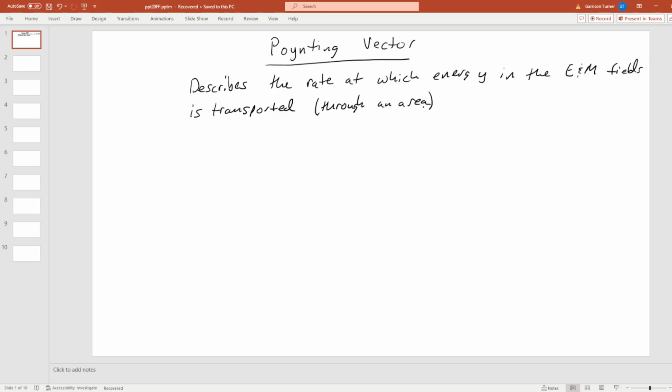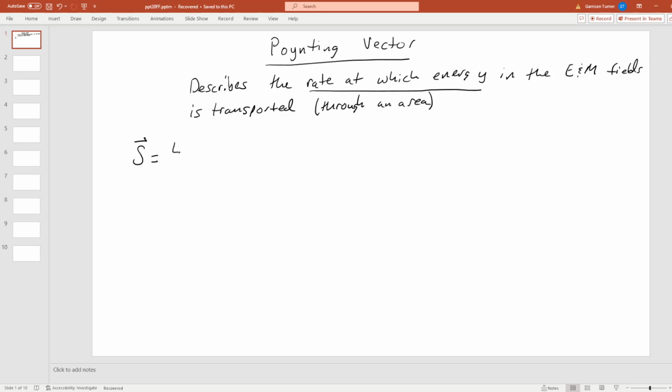So you can kind of think of it a little bit like a flux, okay? And so the rate at which energy is transported through, that is your power, okay? So this is the power per unit area. All right, so the Poynting vector is the power per unit area, and we give this the letter S, okay?